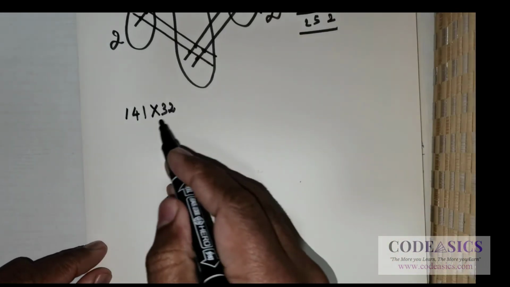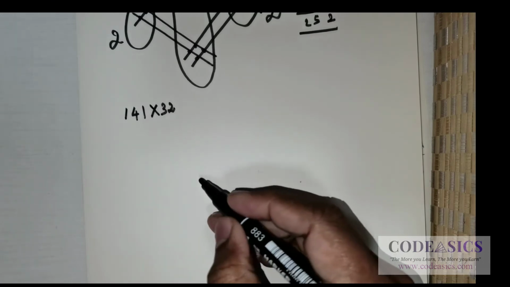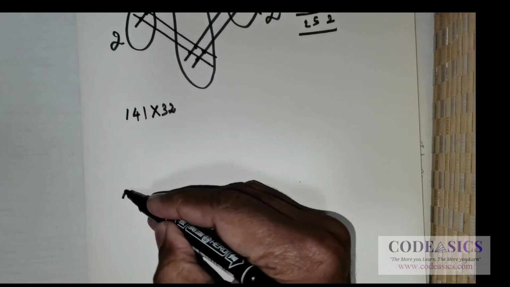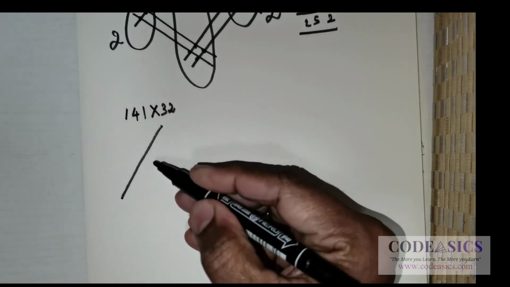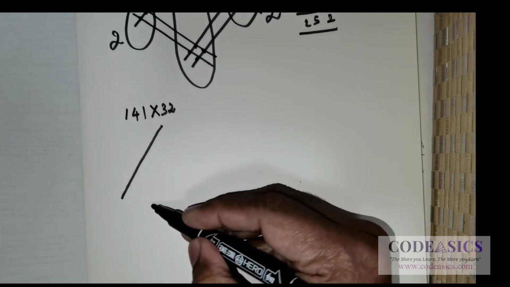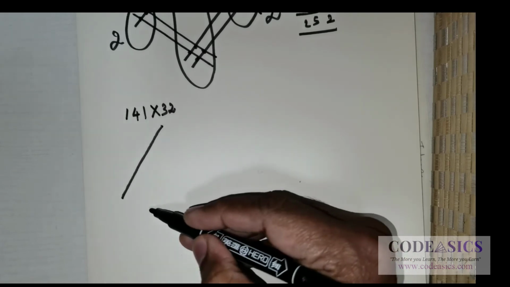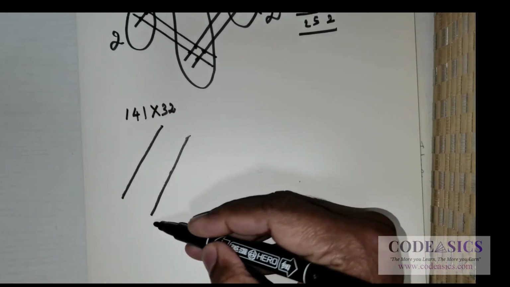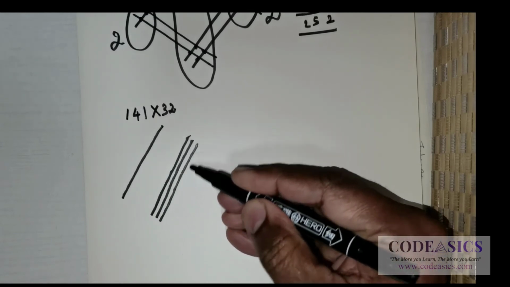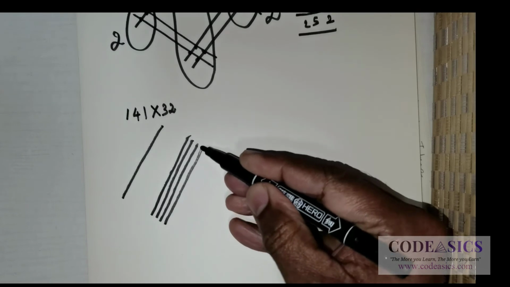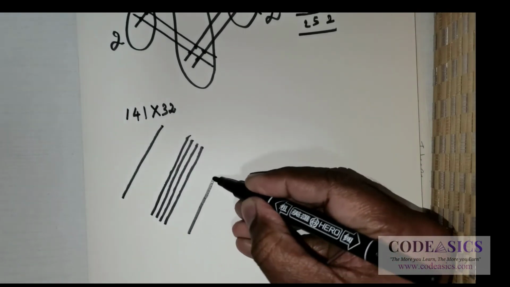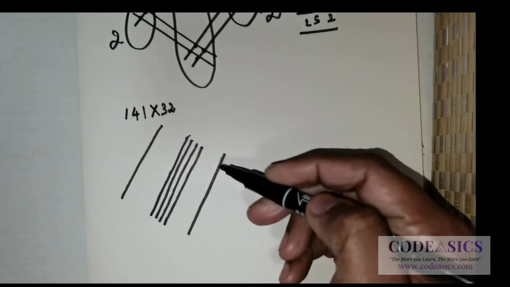Now I'm going to take a little bit bigger number and demonstrate this technique. So I've got 141 times 32. So first what you need to do is you draw a line here, and then this line represents the first one, and then leave some space and you draw 4 lines for this 4. So there's going to be 1, 2, 3, and 4. So that's going to be for this 4. Then leave some space and draw a line 1 for this number 1.